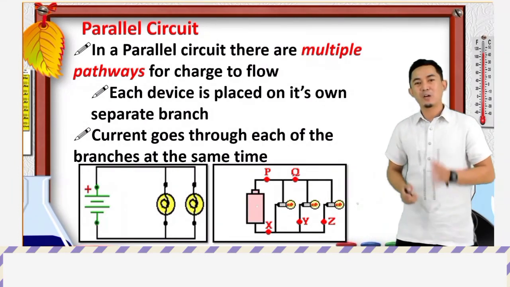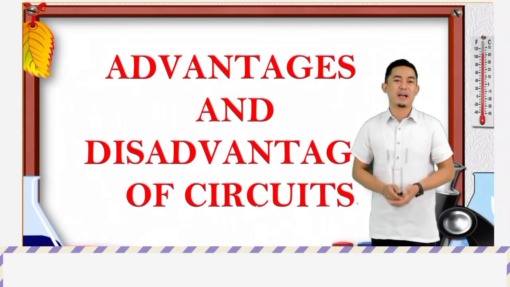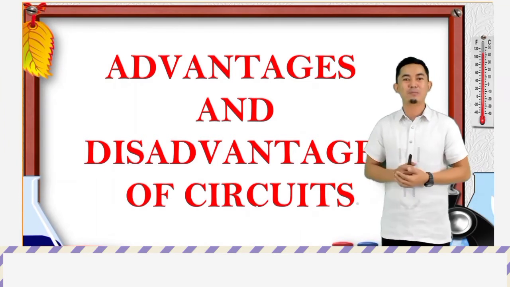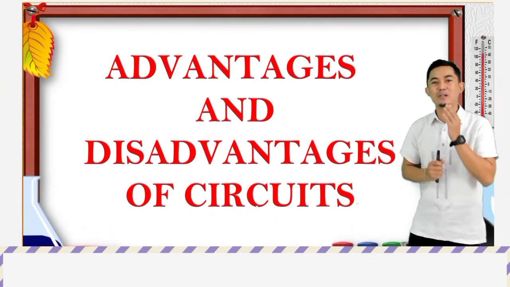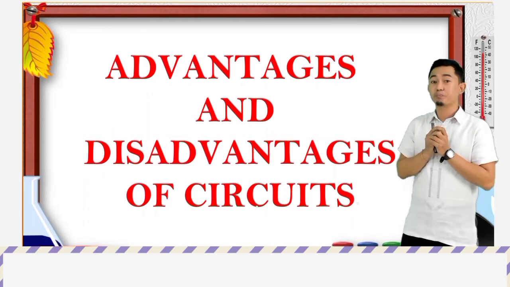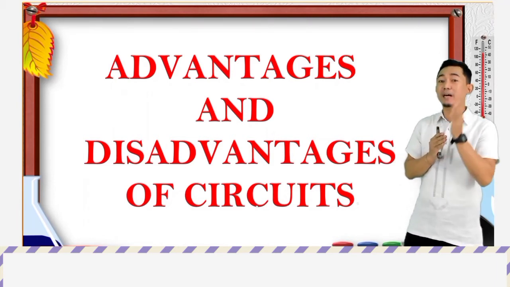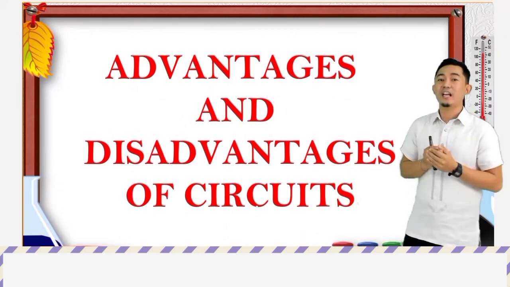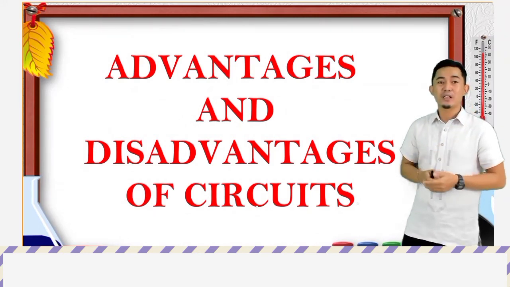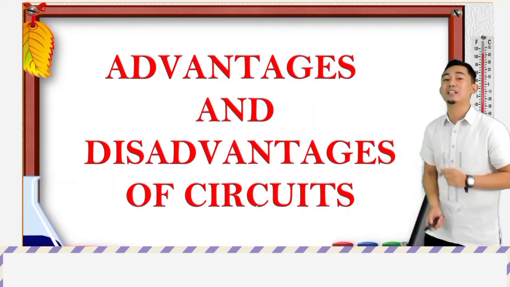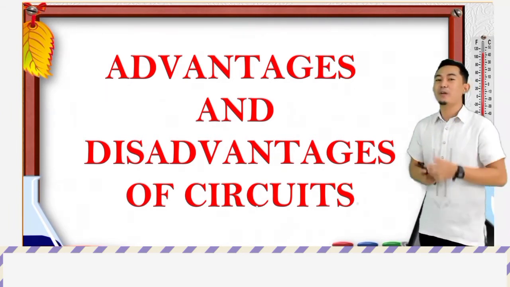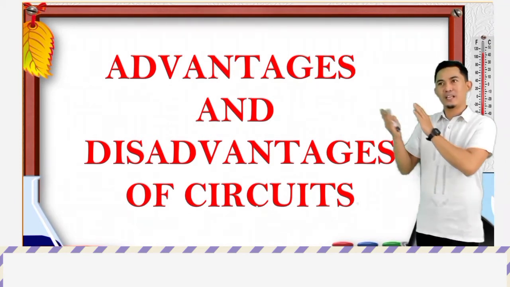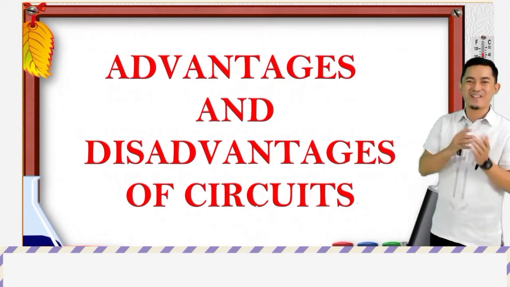Now, I hope you learned those for series and parallel. We go now to our second objective. Do you still remember our objectives? Our second objective is to what? Explain the advantages and disadvantages of parallel and series in homes. Okay? So let us discuss the advantages and disadvantages of each circuit, and we can also know which one is better, whether it is series or parallel.